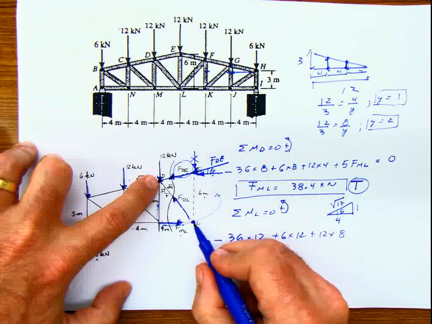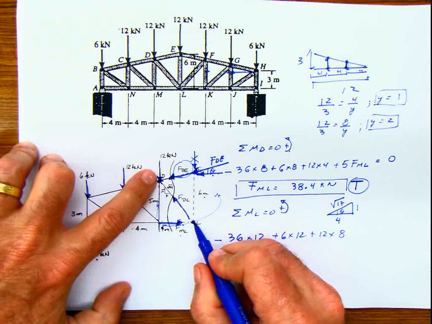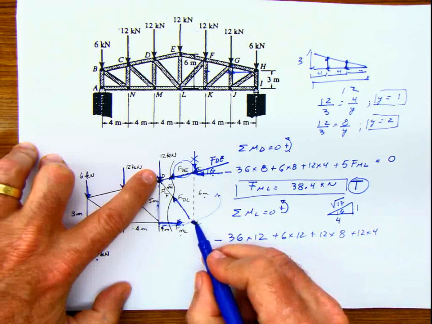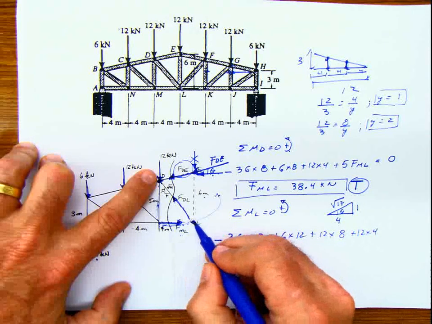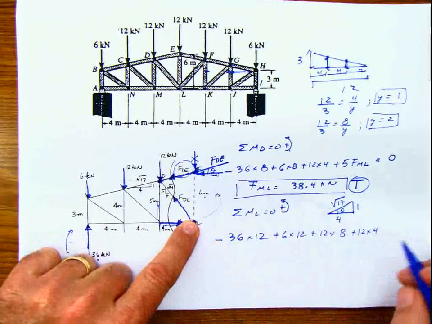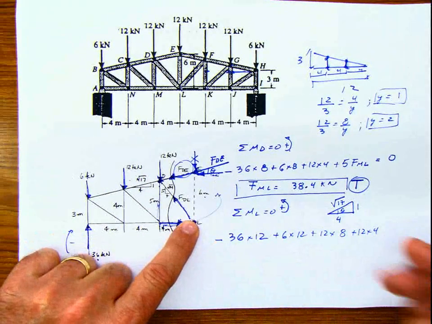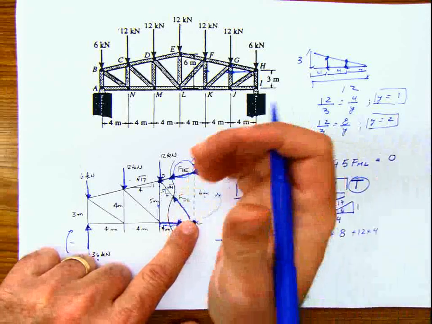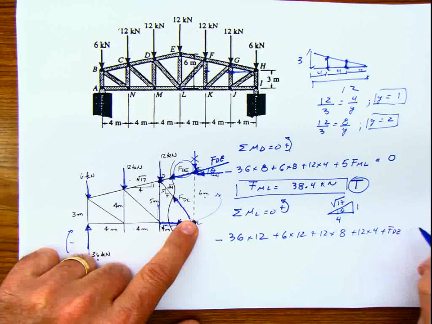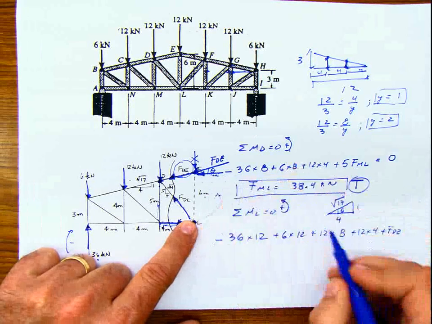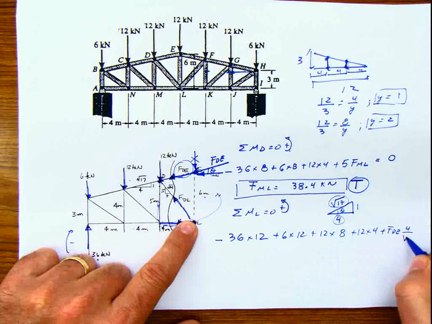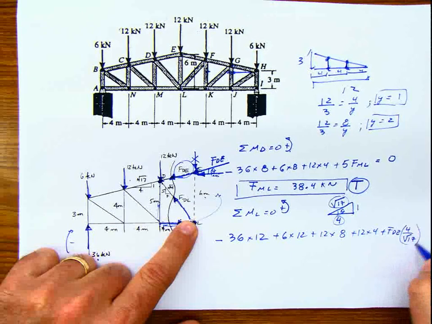Now this is producing because it's with respect to this point. So it's going to be plus 12 times 4. This is not producing moment, this is not producing moment, but the horizontal component is producing moment. Remember, the horizontal component is, first of all, this is going to be positive, and it's going to be FDE multiplied by 4 and divided by the square root of 17. And that has to be 0.